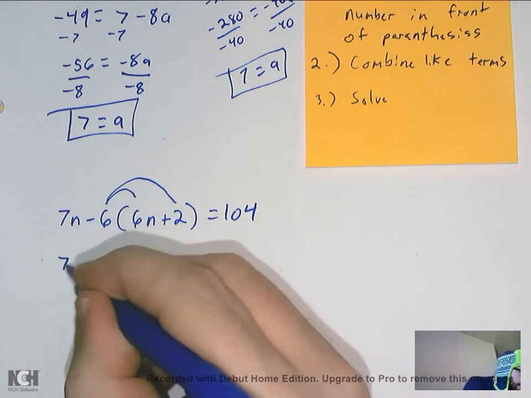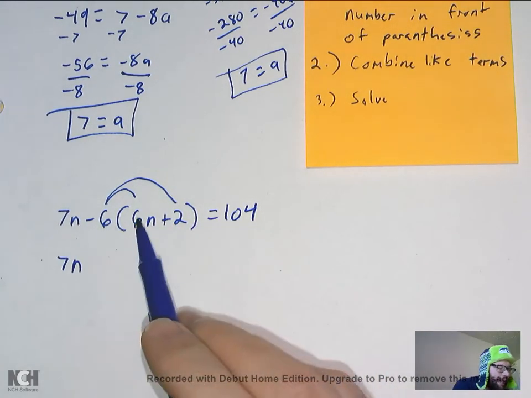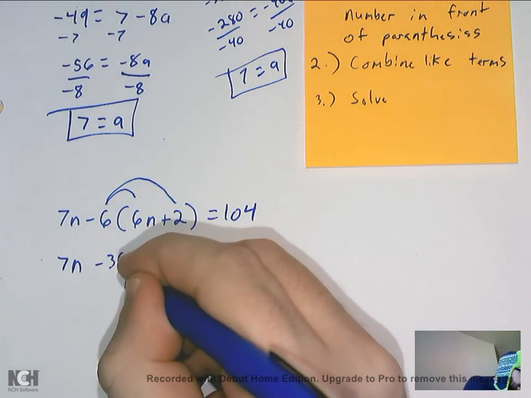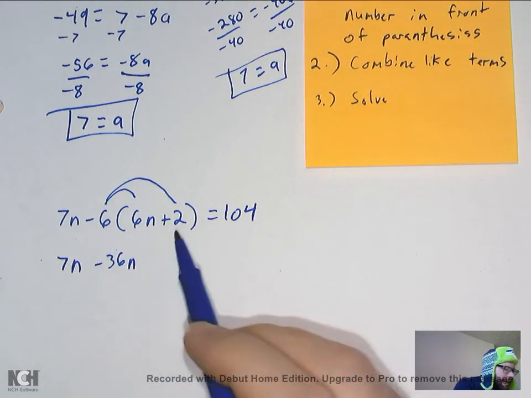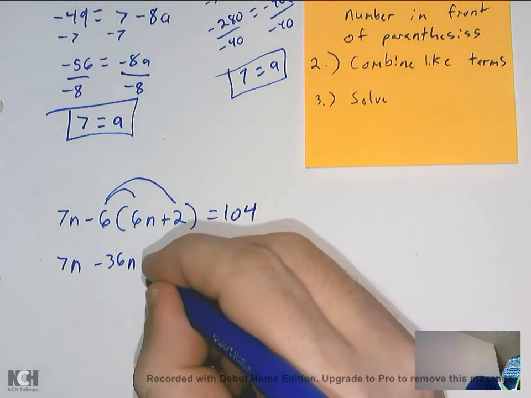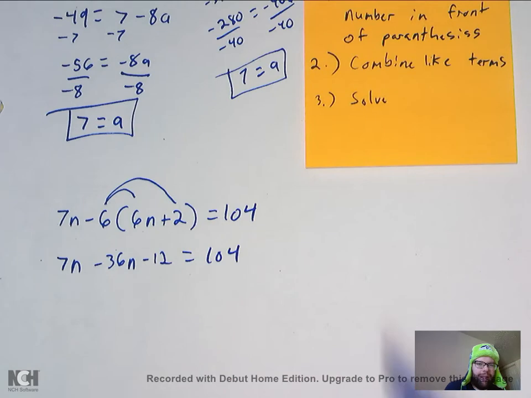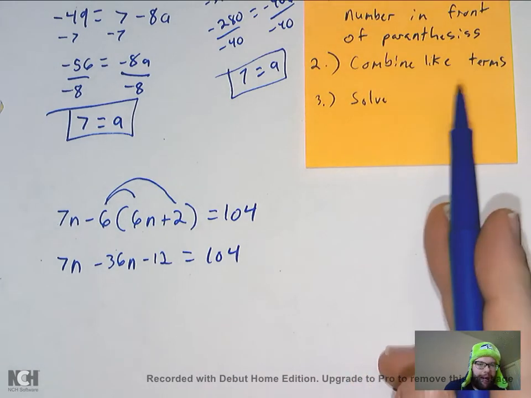So that 7n is still there, but negative 6 times positive 6n is negative 36n. And then negative 6 times negative 2 is positive 12... is equal to 104. Then my next step would be to combine like terms.